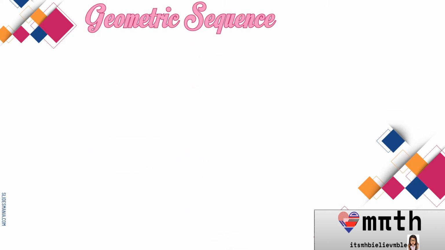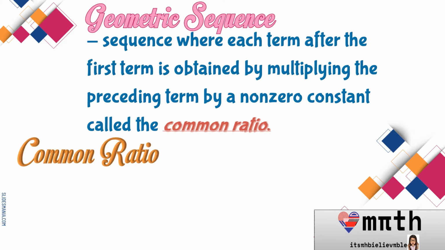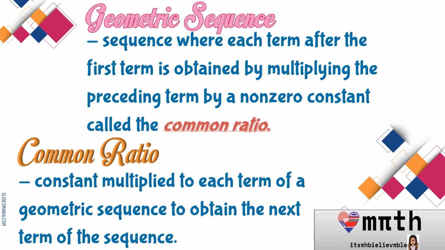In definition, a geometric sequence is a sequence where each term after the first is obtained by multiplying the preceding term by a non-zero constant called the common ratio. So from there, the number of eggs laid are considered your geometric sequence. And the number that is being multiplied, which is times 2, that caused the eggs to be doubled up, is your common ratio. In other words, the common ratio is the constant multiplied to each term of a geometric sequence to obtain the next term of the sequence.